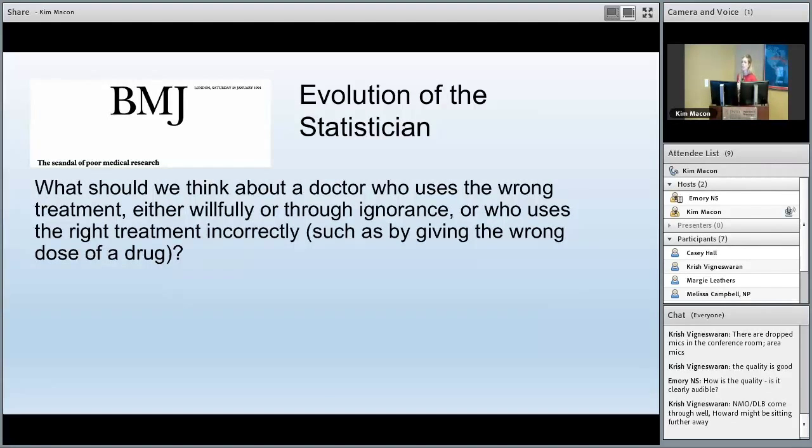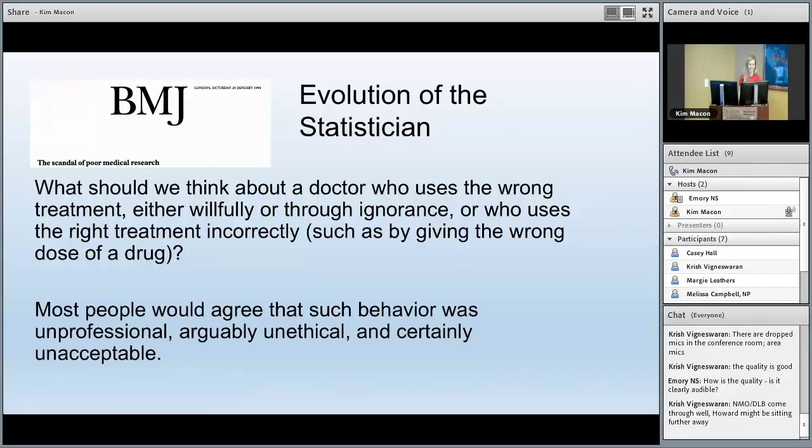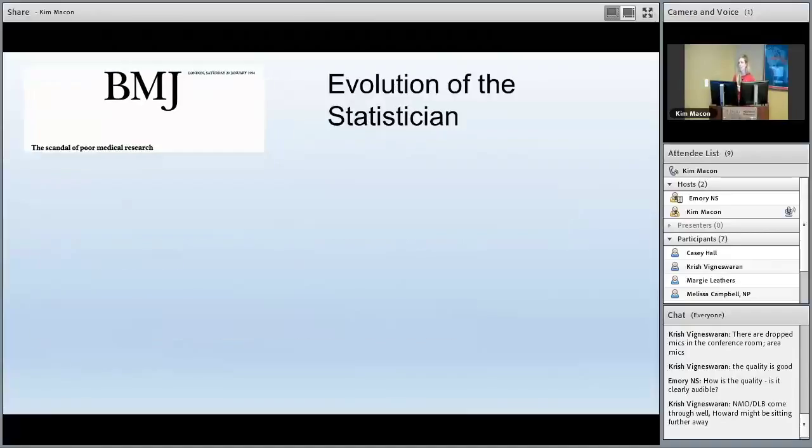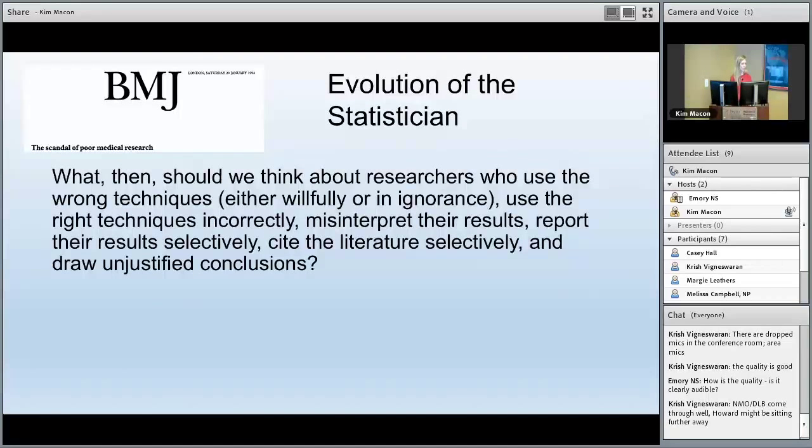The question that he posed in his article, which I thought was very interesting, was basically, what would you think about a doctor who uses the wrong treatment, either willfully or through ignorance, or who uses the right treatment incorrectly? So I ask you guys, what would you think about a doctor that did that? Bad doctor, right? Most people would argue that the behavior is unprofessional, unethical, and unacceptable, right?